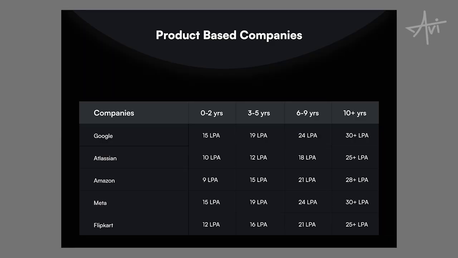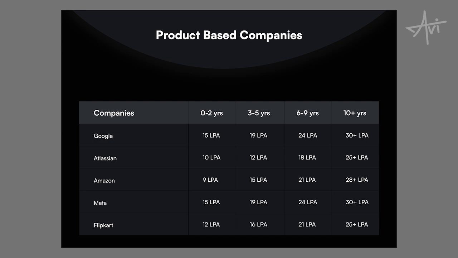In that, I've made sure I've separated the product-based companies, service-based companies, and also the design agencies. So first, let's see what the product-based companies are offering. This is the screen where you're seeing the product-based companies. Here I've categorized the companies based on experience. So you see 0 to 2 years, 3 to 5, 6 to 9, and 10 plus years. And the companies are Google, Atlassian, Amazon, Meta, and Flipkart.